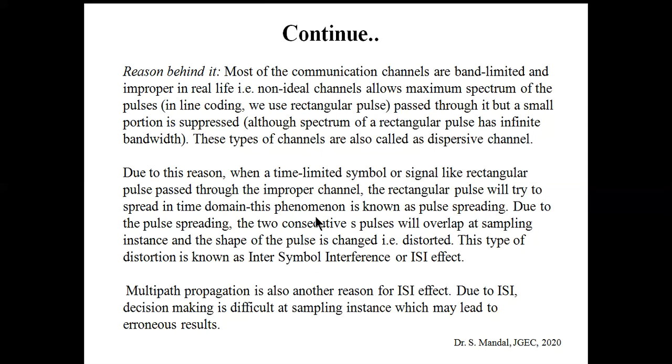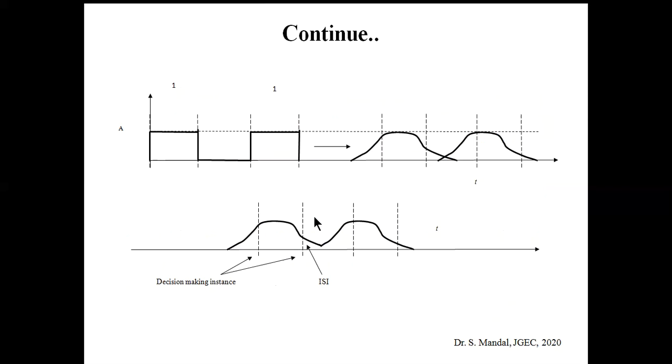Another important factor for the ISI effect is multipath propagation, where, if we consider air-to-air communication, we receive signals from different paths. In that case, overlapping can happen, and we also observe the ISI effect. However, due to ISI, decision making is difficult at the sampling instant, which may lead to erroneous results.